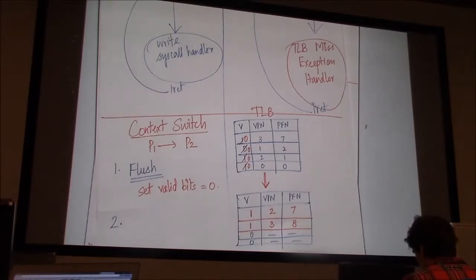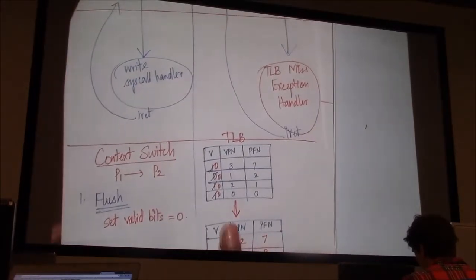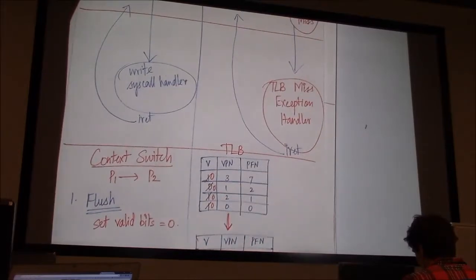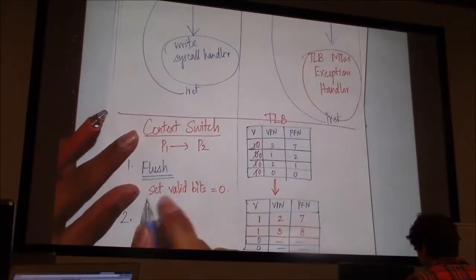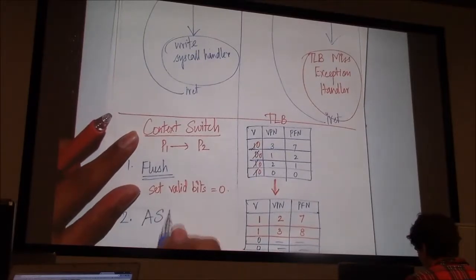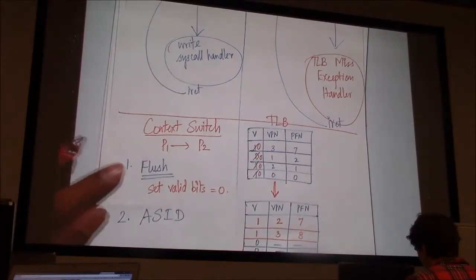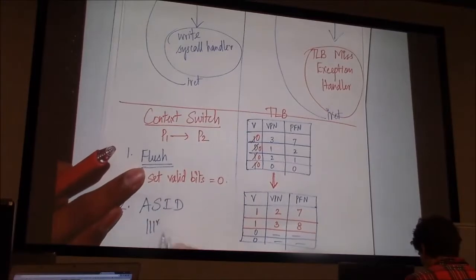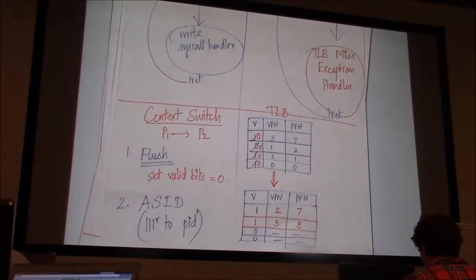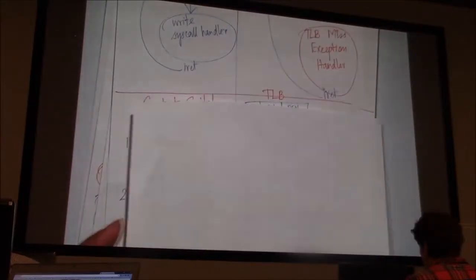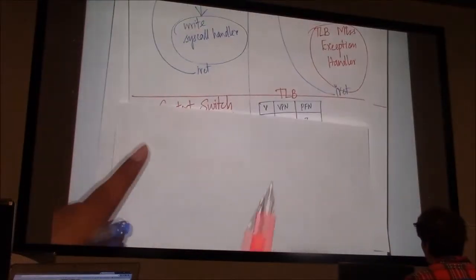So the other solution is some support provided by the hardware. Okay, in the TLB, the hardware provides an additional field called an address space identifier, which is very similar to a PID, like a process ID. So now with this solution, the TLB structure looks like this.